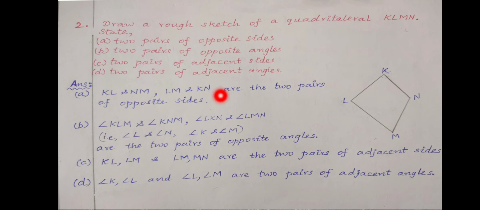Next problem. Draw a rough sketch of a quadrilateral KLMN. State two pairs of opposite sides, two pairs of opposite angles, two pairs of adjacent sides, two pairs of adjacent angles.